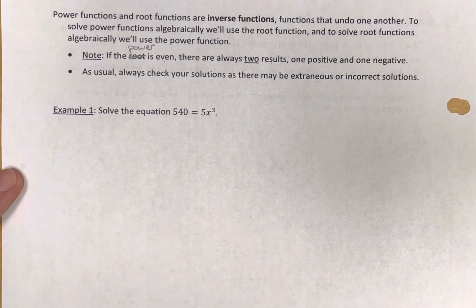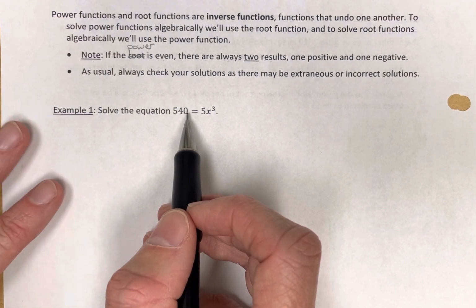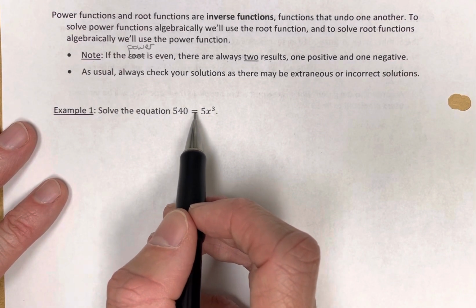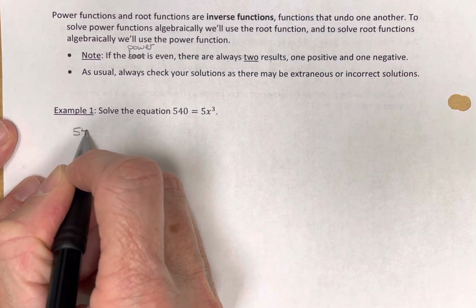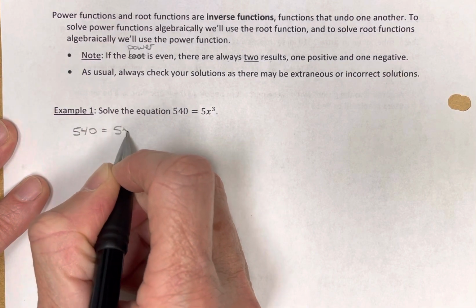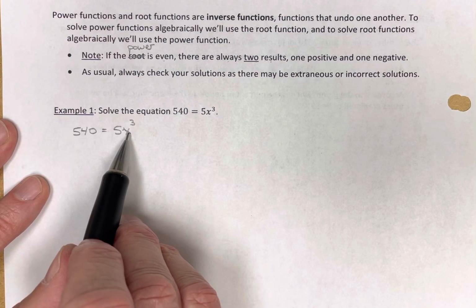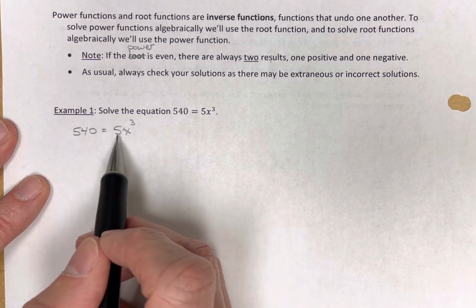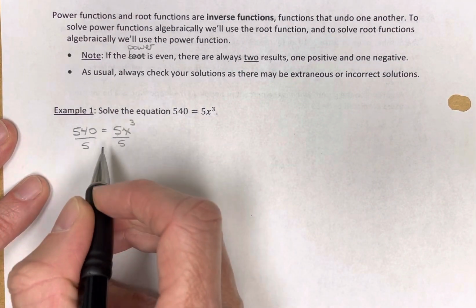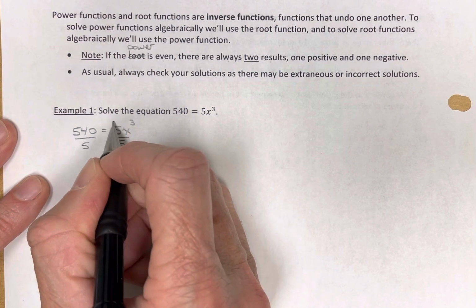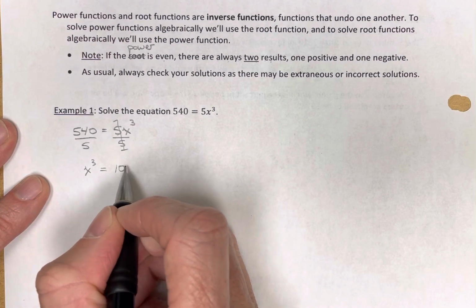Okay, let's take a look at some examples. Solve the equation. We're going to do these algebraically as well as graphically. Solve the equation 540 equals 5x cubed. I'm going to jot it down here. 540 equals 5x cubed. And this is a power function. I need to solve it with the root function. But before I do that, I need to get this 5 out of the way. So I'll divide both sides by 5. And I have x cubed, because 5 divided by 5 is 1. And 540 divided by 5 is 108.